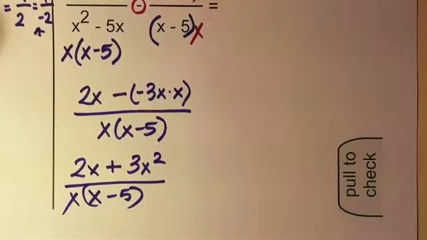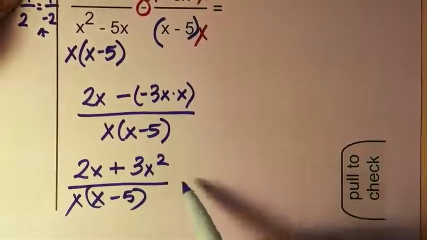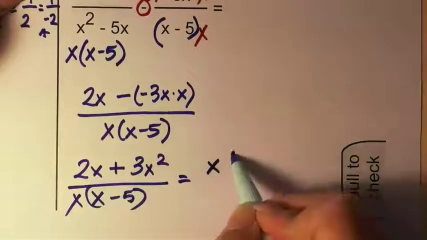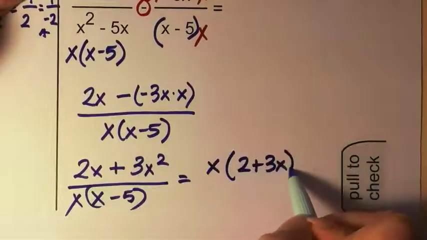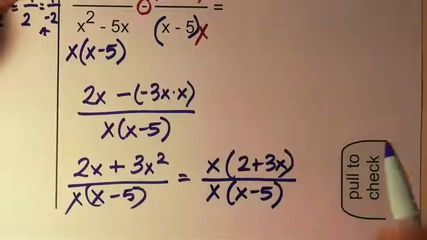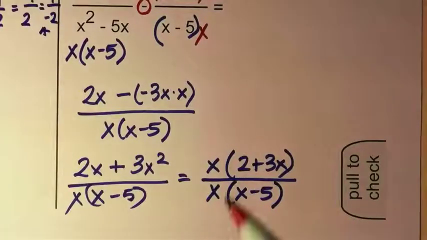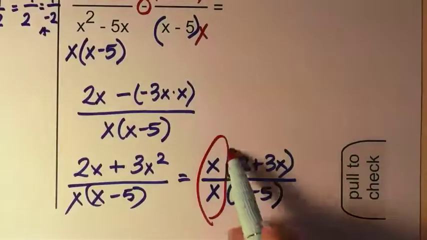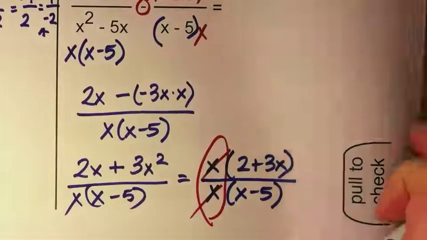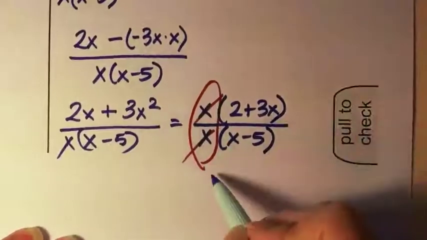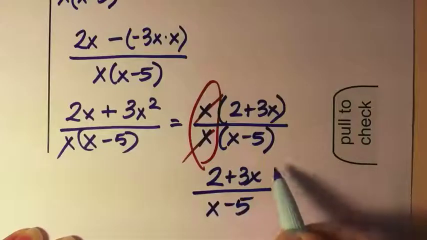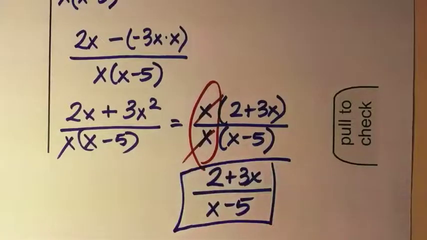Not quite done. I need to see if I can factor. If you take a look, in the numerator, there's an x here. So I'm going to factor out a GCF of x. I get 2 plus 3x. And on my denominator, I also have an x times x minus 5. So now if you take a look, I have a common factor here. So we can cancel those out and reduce. Then I end up with simply 2 plus 3x on the top with an x minus 5 on the bottom. And that would be my final answer.